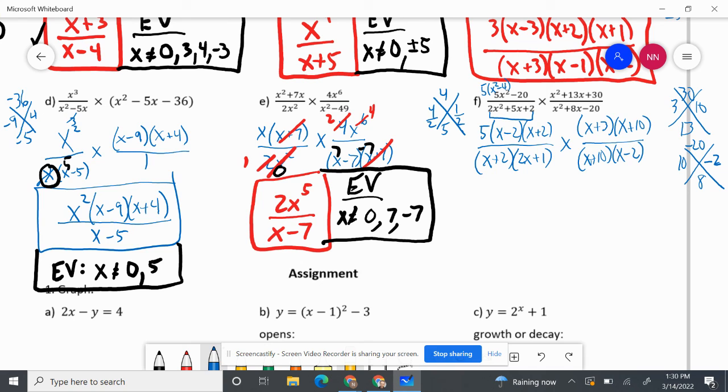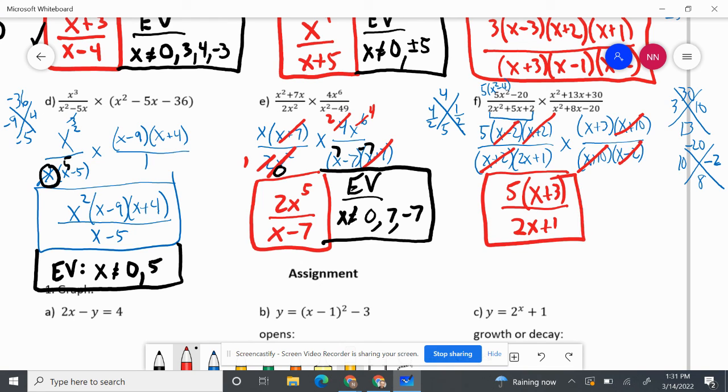So looking at this, we're going to see what we can cancel. And we have the x plus 2's. We have the x plus 10's. We have the x minus 2's. And so we end up with 5 and then x plus 3. And in our denominator, 2x plus 1. That right there is our simplified version.